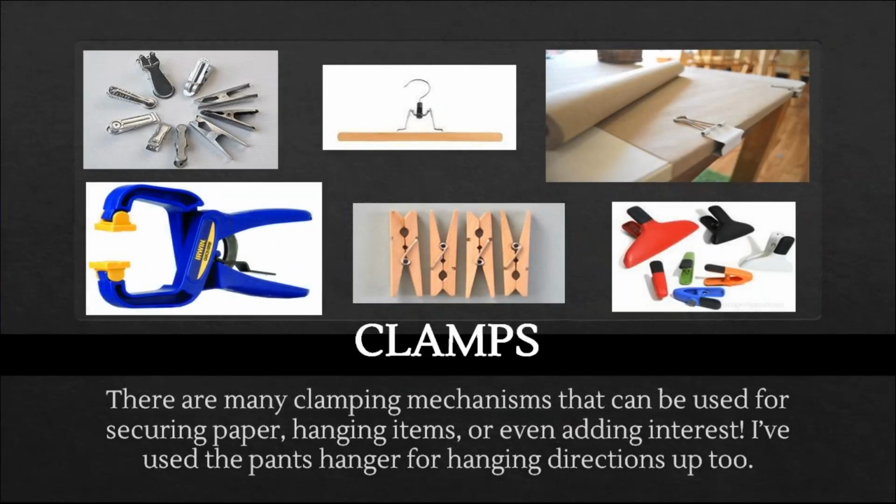Something that is really cool that I didn't think about much before I saw this slideshow by the Vermont Assistive Technology Program is clamps. You can clamp paper to a surface. You can use all kinds of things that you probably already have in your house, like chip clips or clothespins, even a coat hanger for pants. You can put paper and have it hang down.